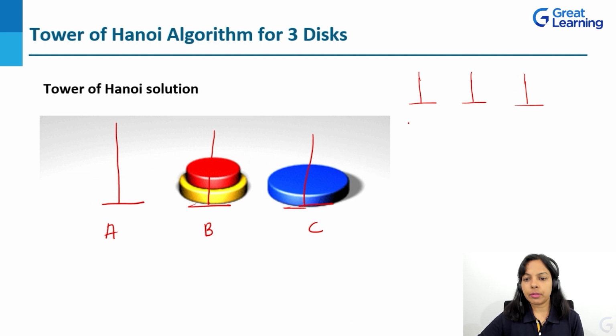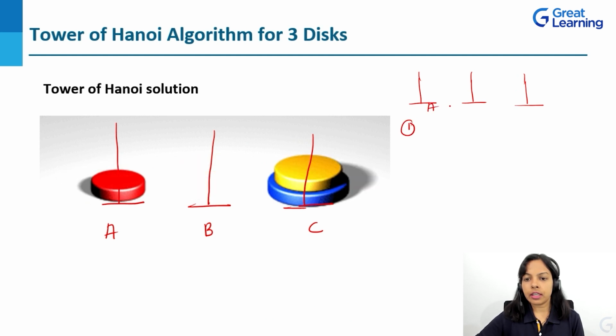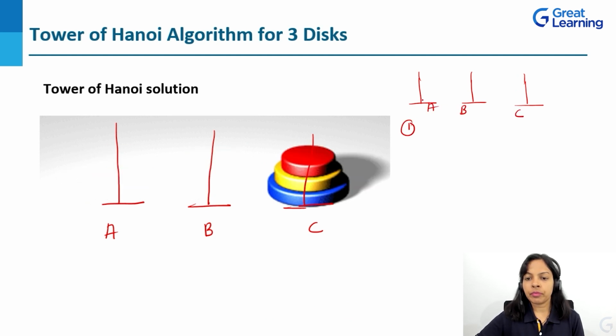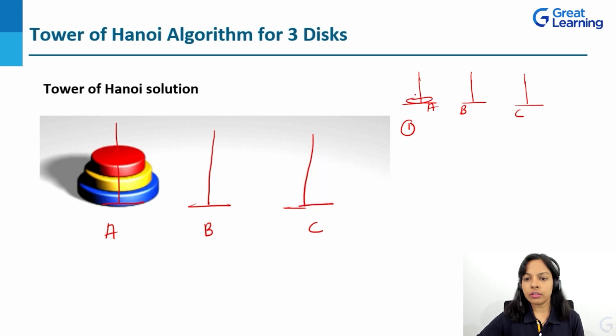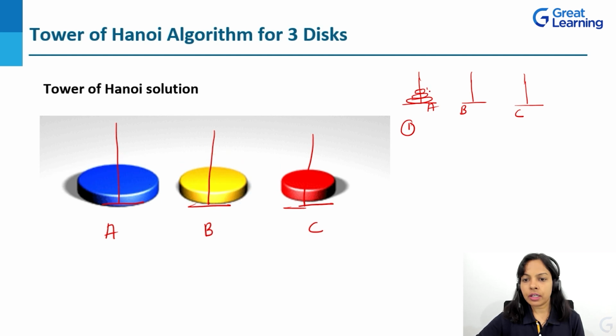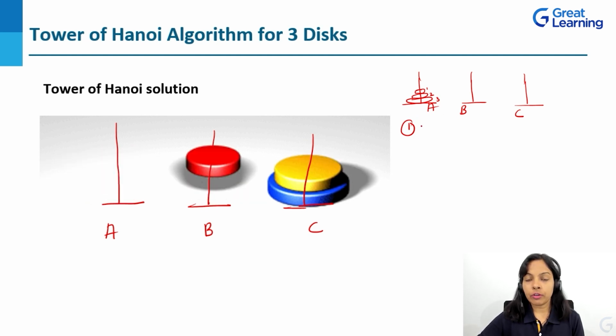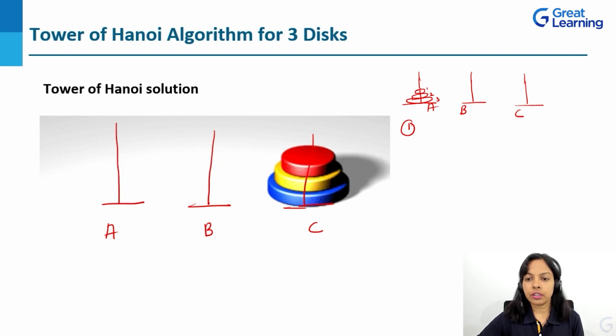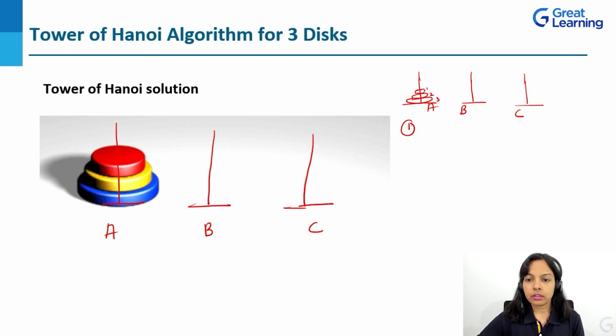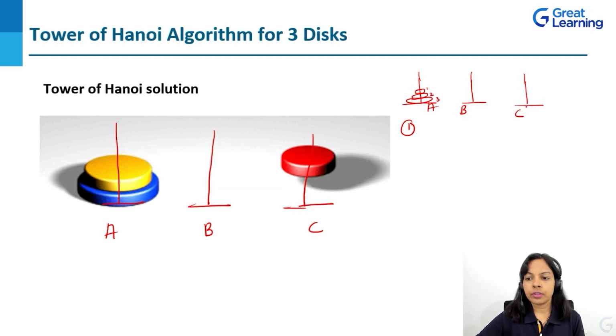The first step will be, if I write A, B and C and the 3 disks are arranged here, okay, so first, if I number them as 1, 2, and 3, 3 disks are there. From A, I have to shift them to C. So how can we do that? First we will shift the smallest one, that is the topmost disk, into C.